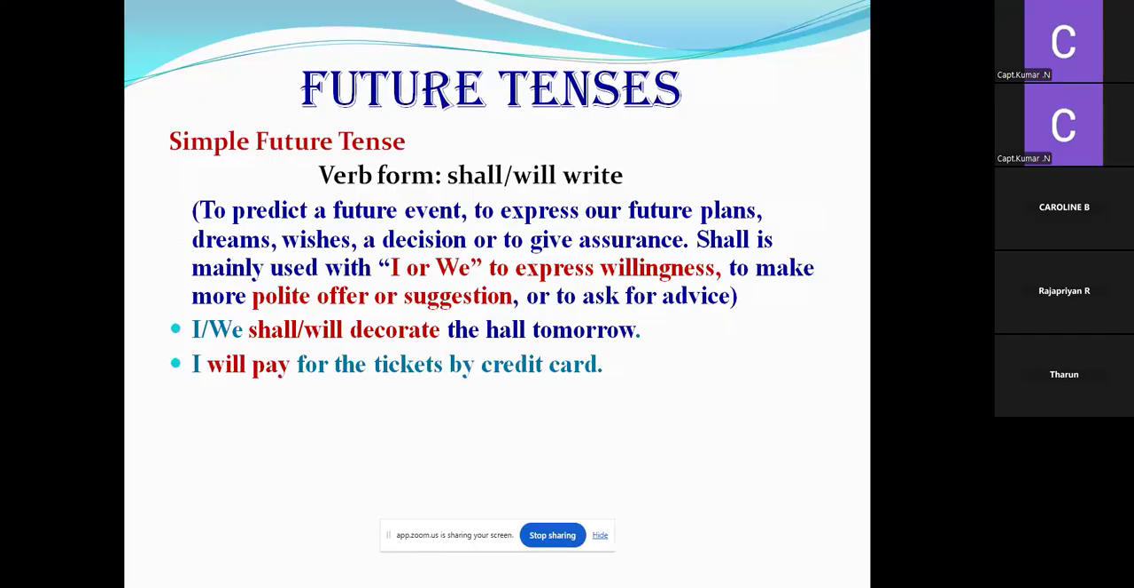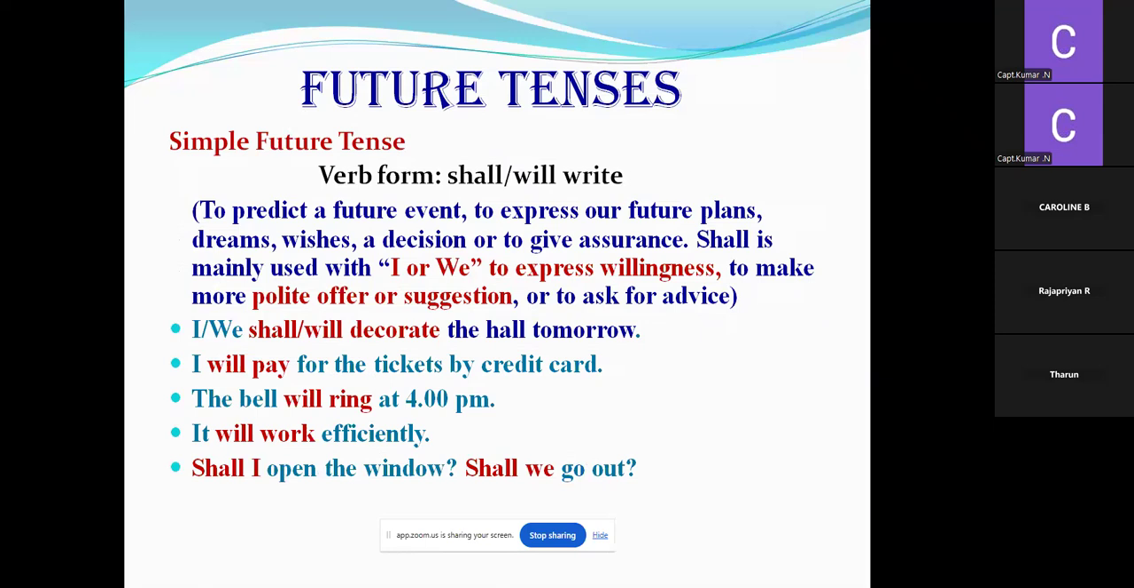I will pay for the tickets by credit card. So this is giving assurance. The bell will ring at 4 p.m. So prediction for the future. It will work efficiently, giving assurance.